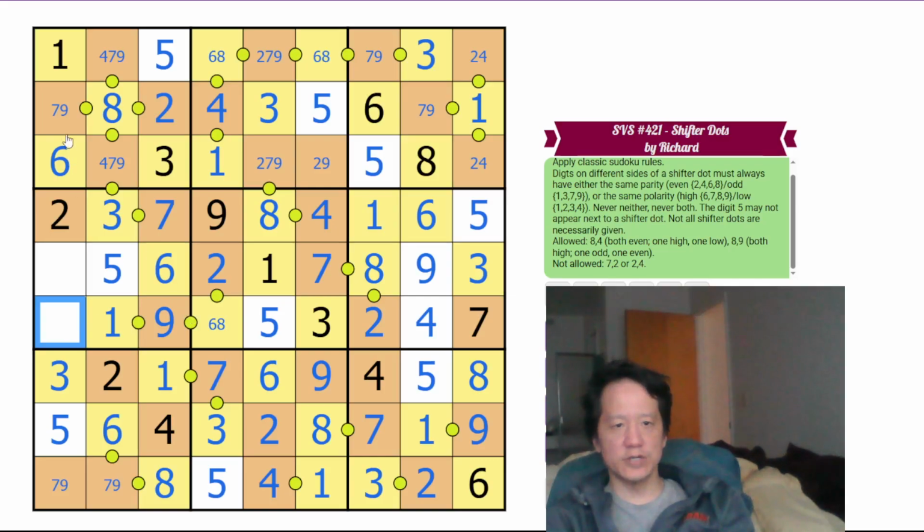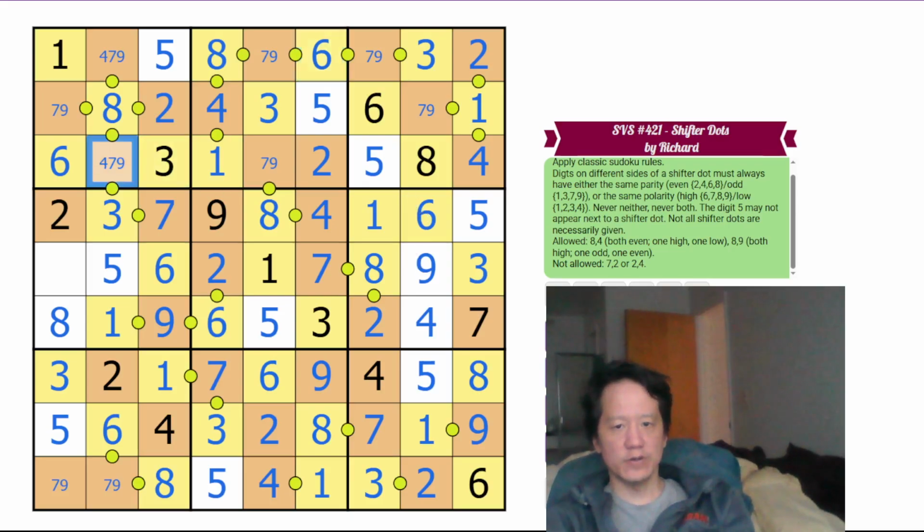This has to be 6 or 8, but can't be 6, so this must be 8, which makes that a 6. This 9 eliminates 9 here, so this is 2, which makes this a 4, which makes that a 2. Neither of these can be 2 here. This 9, actually the 6 eliminates 6 here, so this is 8, which makes that a 6.